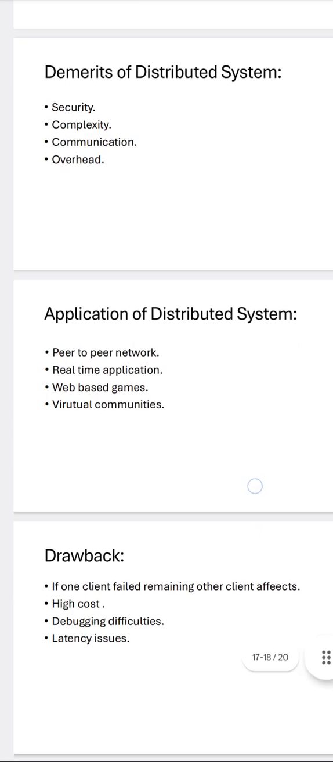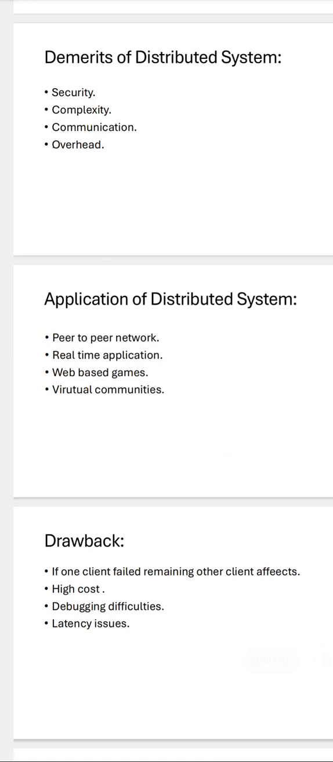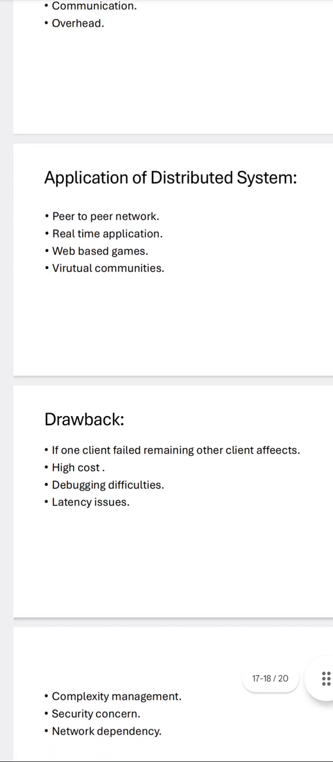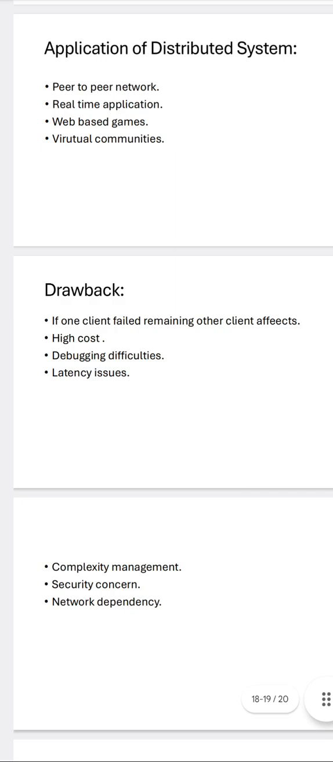Next, some of the drawbacks of distributed system. One is, if one client fails, the remaining clients will be affected, so it is a drawback. The second one is that it is very high cost, debugging will be difficult, and latency issues are there in distributed system. So that's all about the distributed system. Also some of the drawbacks: complexity management, security concern, network dependency.